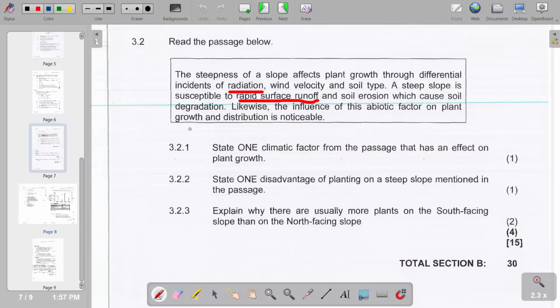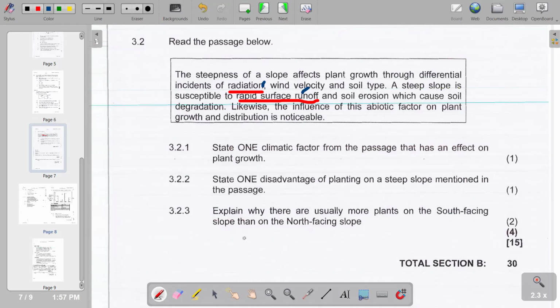Moving on to 3.2.1, state one climatic factor from the passage that has an effect on plant growth. According to the information given in the passage, we have radiation as the correct response. Then on 3.2.2, state one disadvantage of planting on a steep slope mentioned in the passage. One disadvantage is that a steep slope is susceptible to rapid surface runoff. So rapid surface runoff is our correct response.